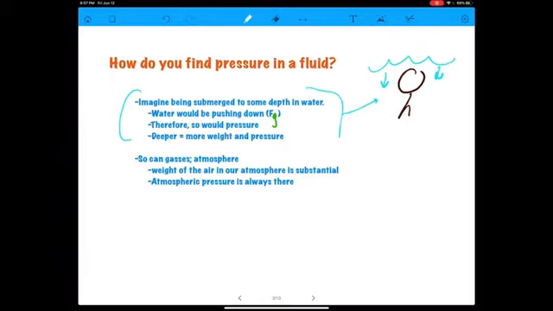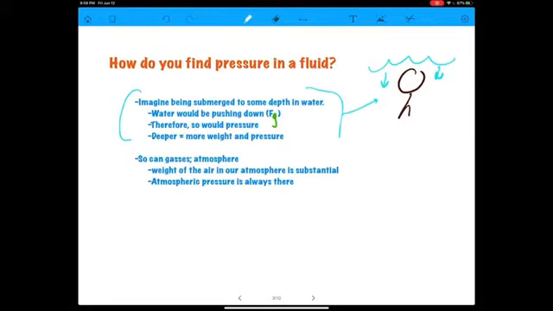Now, the pressure exerted on your body by the weight of the atmosphere is surprisingly large. And the reason you don't notice it is because the atmospheric pressure is always there. We are born into it, we live our lives in it, we die in it. It is a constant thing in our lives, and humans and a lot of animals have adapted to the largeness of the pressure.